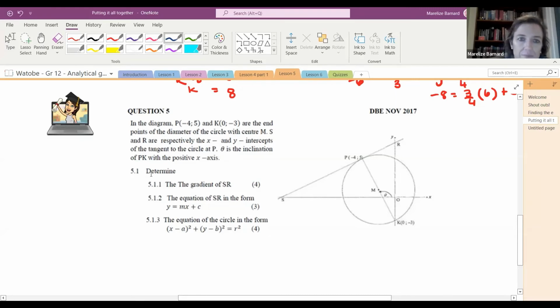Okay, so we have to determine the gradient of SR, and we have to remember SR is the tangent. Then we have to determine the equation of SR in the form y = mx + c, and then we have to give the equation of the circle in center-radius form. Okay.